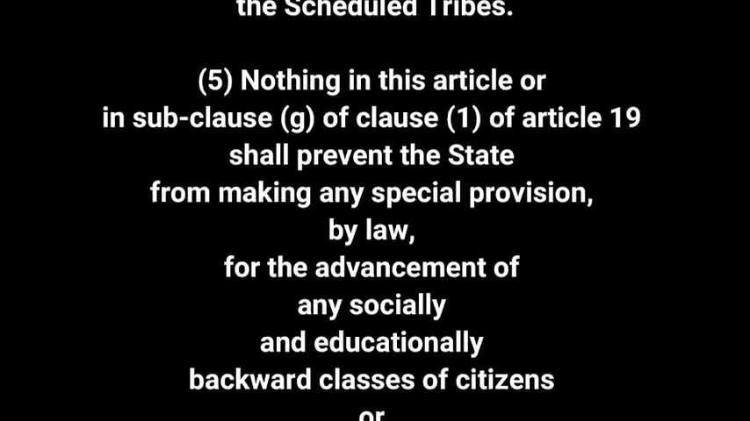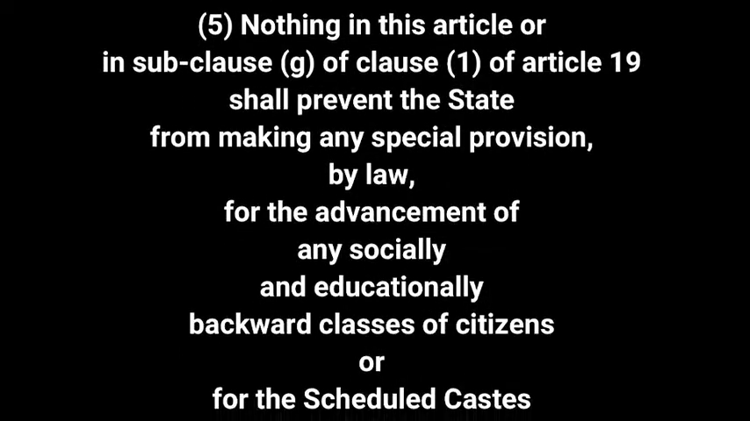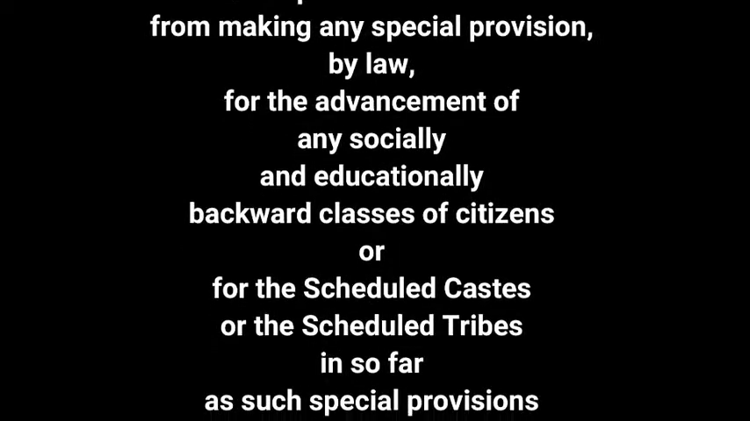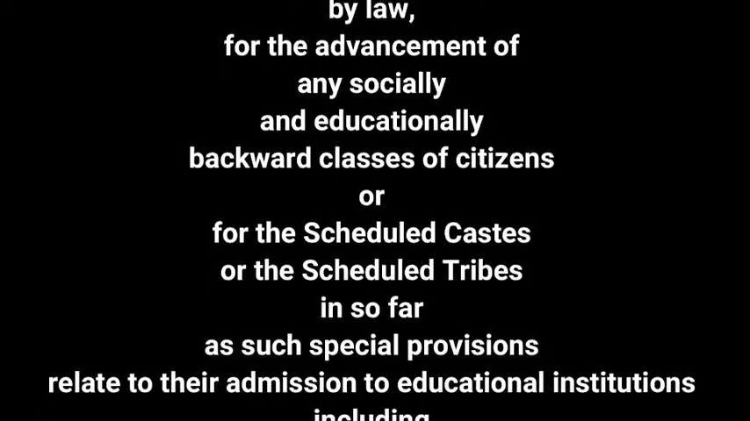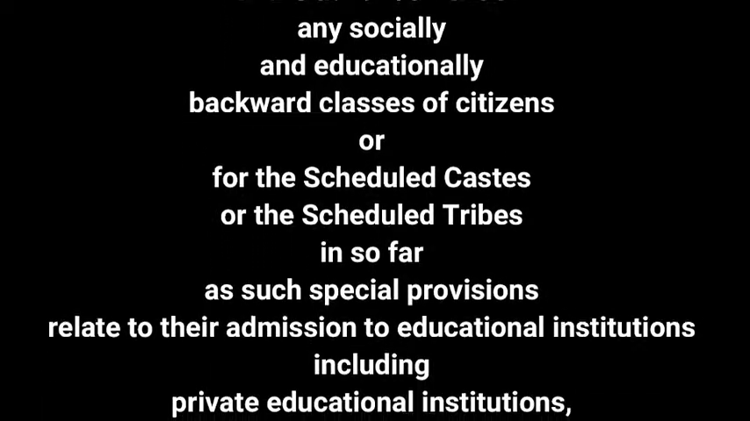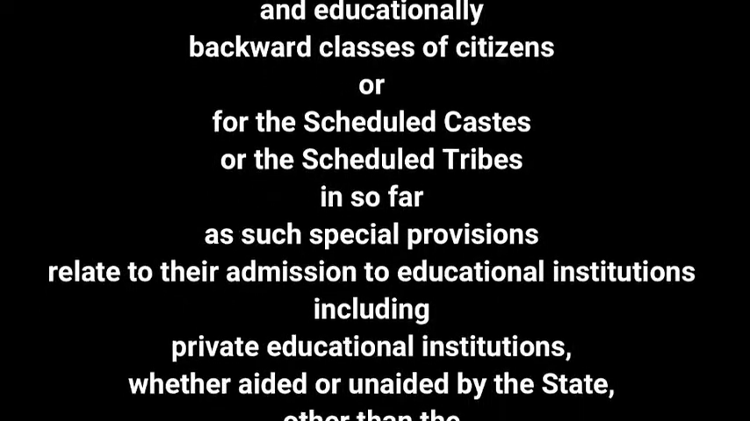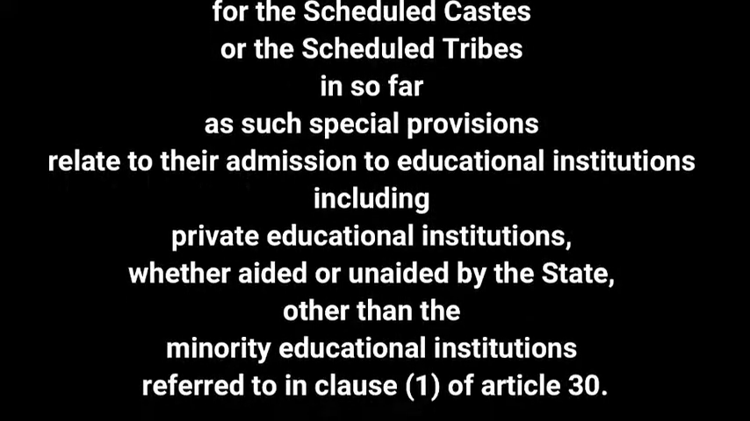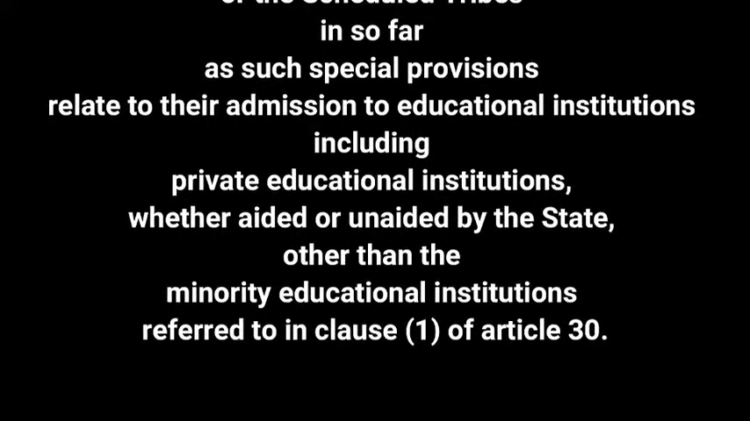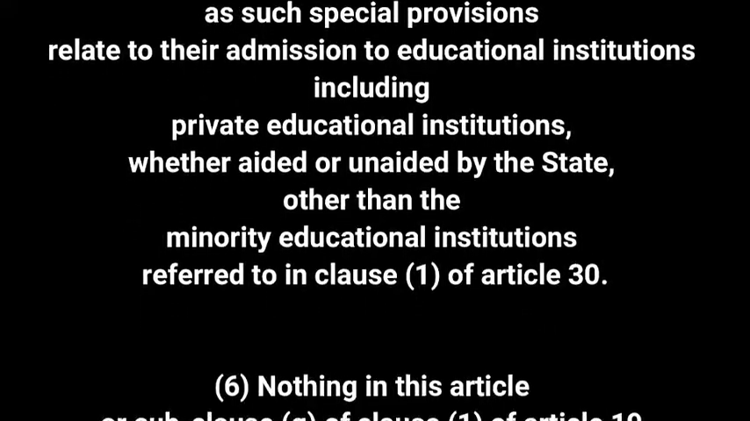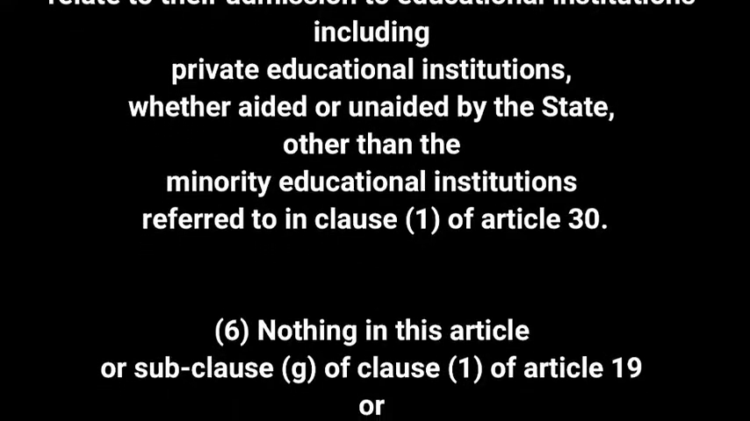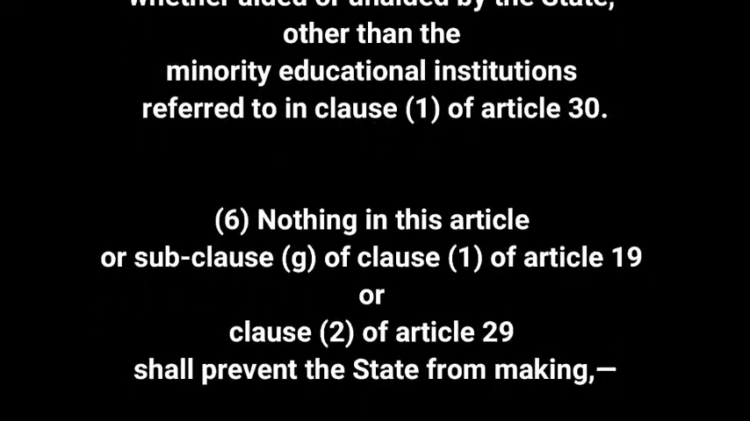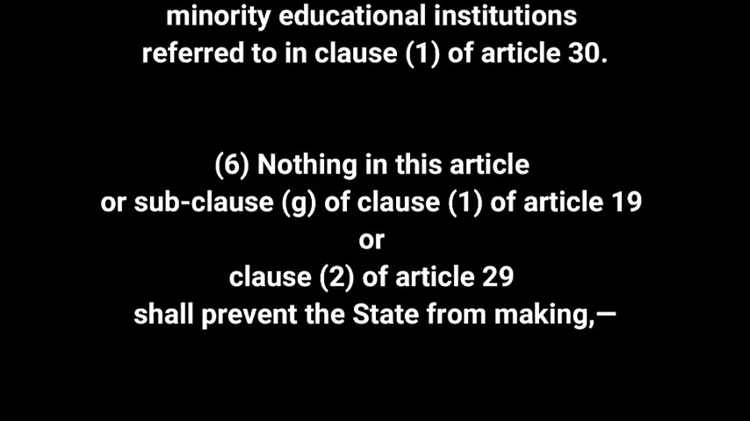Nothing in this article or, in subclause G of Clause 1 of Article 19, shall prevent the state from making any special provision, by law, for the advancement of any socially and educationally backward classes of citizens, or for the scheduled castes or the scheduled tribes, insofar as such special provisions relate to their admission to educational institutions, including private educational institutions, whether aided or unaided by the state, other than the minority educational institutions referred to in Clause 1 of Article 30.